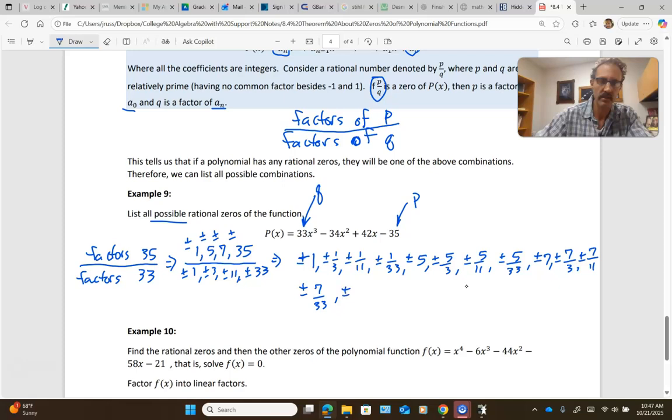And then finally, 35 over 1 is 35. 35 over 3. 35 over 11. And finally, 35 over 33, both positive and negative. So if you look at this, this is actually a lot of candidates.